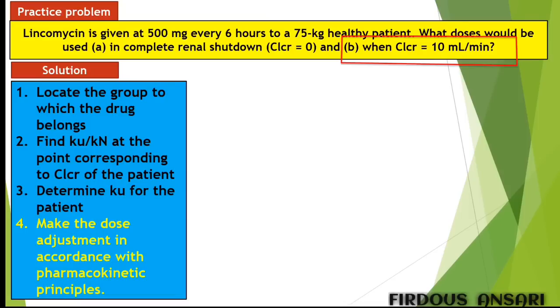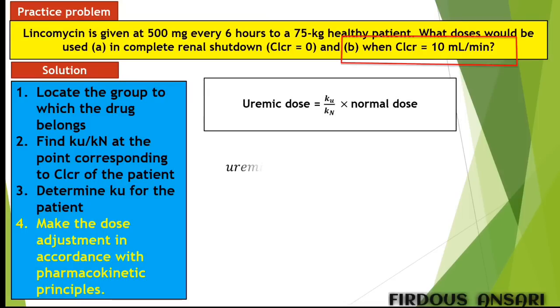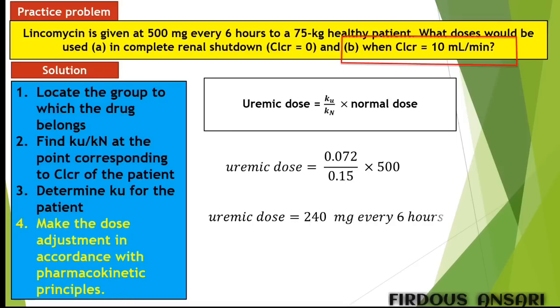Lastly, calculate the uremic dose. So just feed in all the data we got and do the calculation. So we got the uremic dose of 240 mg every 6 hours. So this is the way we will solve the problem.